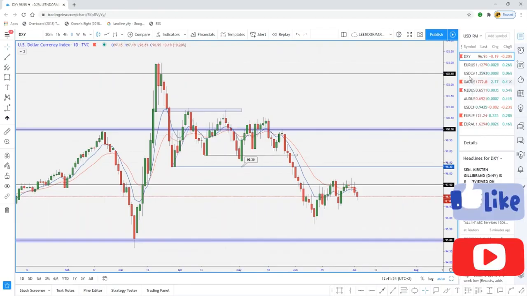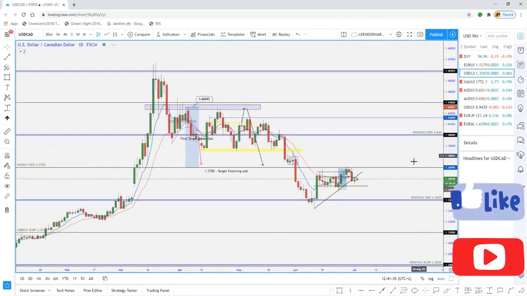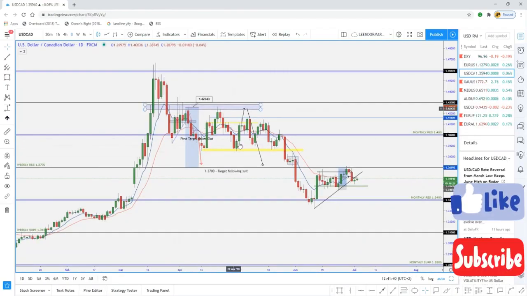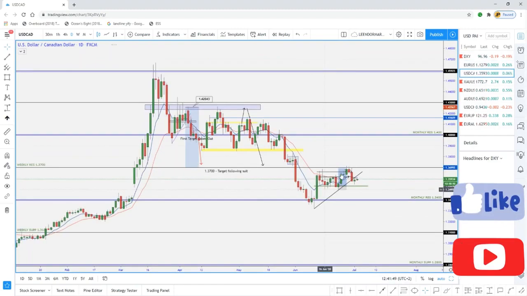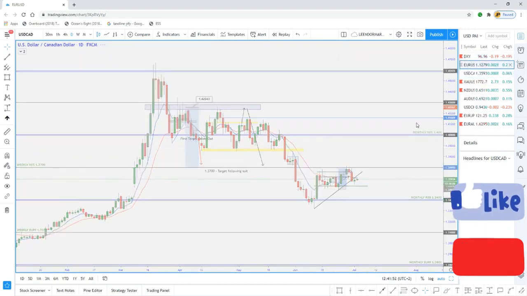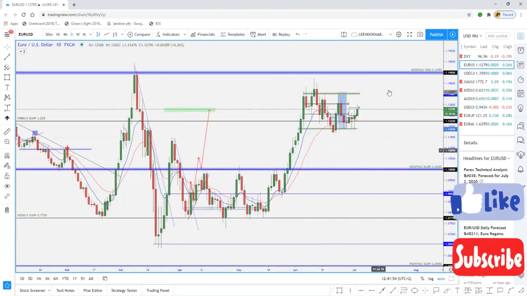Let's go to USD/CAD as well. We have an exactly similar structure. Look at this: range, range, range, range, and then drop, pull back, and we're now dropping based on how the index is performing. So the index is set to drop, and USD/CAD will drop as well. EUR/USD will be rising simply because of how the index is set up.